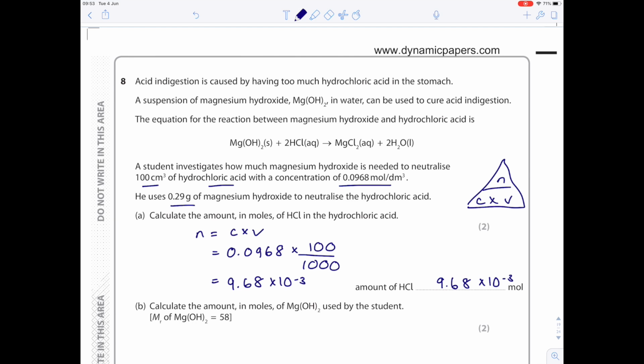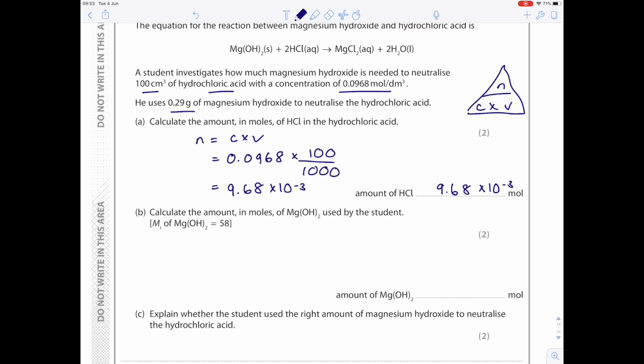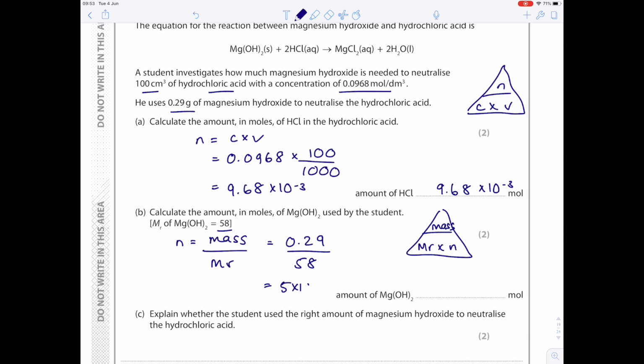Calculate the amount of moles of magnesium hydroxide used by the student. So this time we're using this formula triangle, which states that mass is Mr times number of moles. So we're looking for number of moles, so that's mass divided by Mr. We've been told the mass was 0.29 grams. The Mr we've been told right here is 58. So that's 5 times 10 to the minus 3.